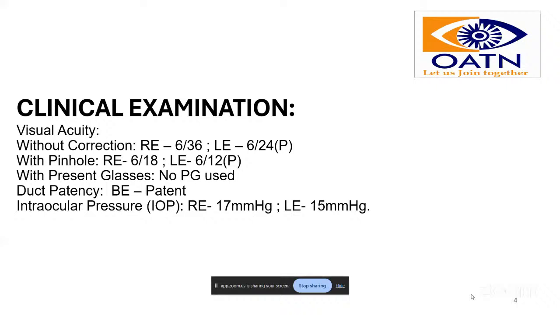In the clinical examination, visual acuity was first done: unaided, the right eye was 6/36 and the left eye 6/24 partial. With pinhole, it improved by just one line to 6/18 in the right eye and 6/12 in the left eye. She has no history of PG use. Duct patency is patent in both eyes, and the intraocular pressure is 17 mm Hg in the right eye and 15 mm Hg in the left eye.